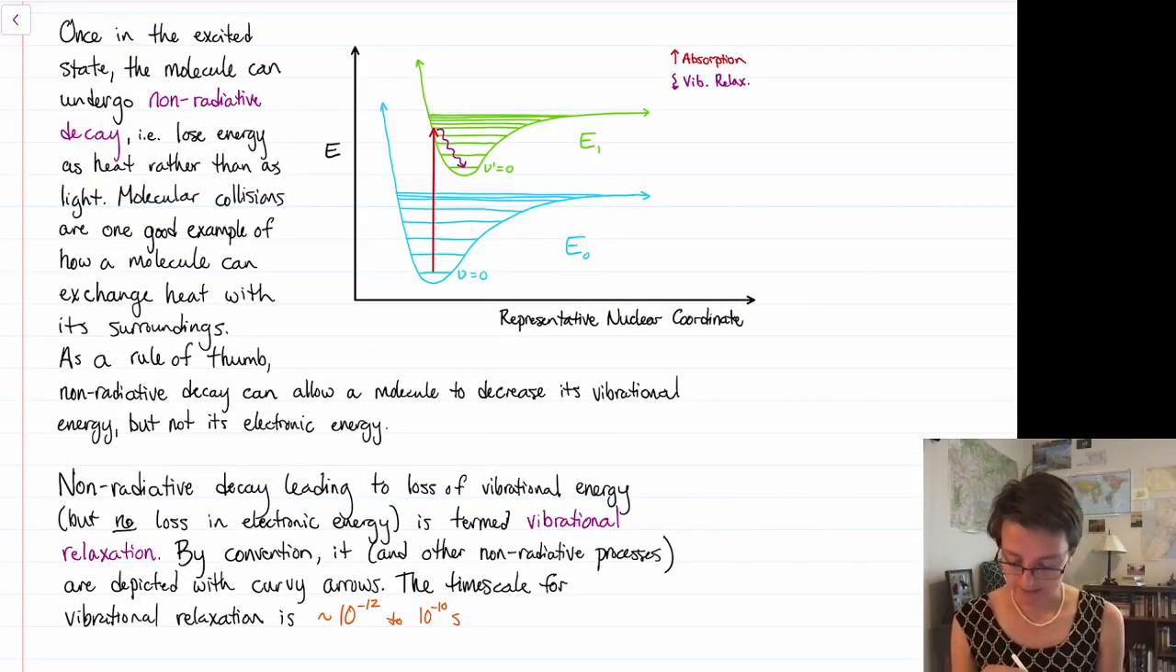This non-radiative decay process, when it helps the molecule decrease its vibrational energy, is called vibrational relaxation. And by convention, instead of using a straight arrow to depict that transition, we use a little squiggly arrow to do so. Vibrational relaxation still happens pretty fast as far as the molecule is concerned, something on the order of 10 to the negative 12 to 10 to the negative 10 seconds, but nowhere near as fast as the absorption process.